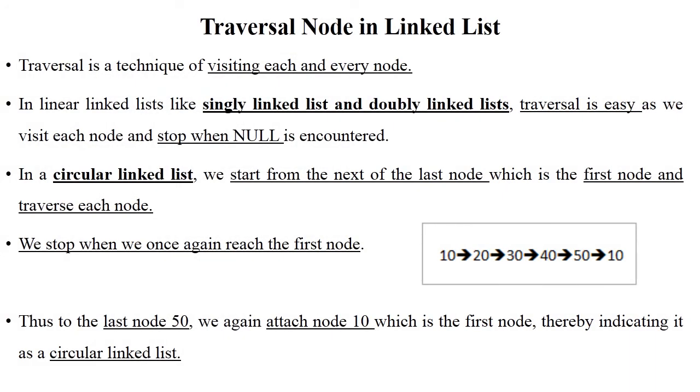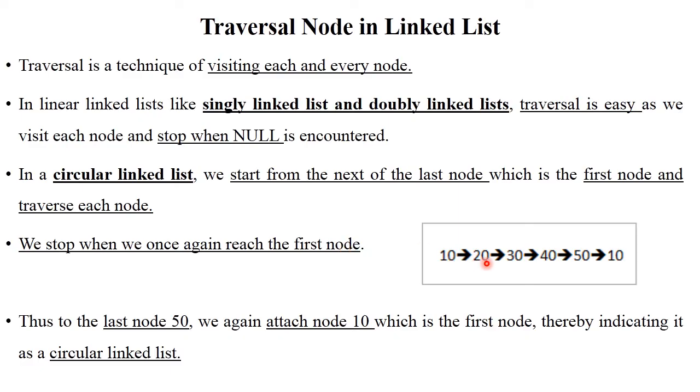Now, the next operation of circular linked list is traversing a node in a linked list. Traversing is a technique of visiting each and every node. In linear linked list, singly linked list and doubly linked list, traversing is easy because we can traverse up to the null part, where null indicates the last node, means there is no new node present after this node, right? But in circular linked list, we start from the next of the last node, which is the first node, traverse each node, and we stop when we once again reach the first node.